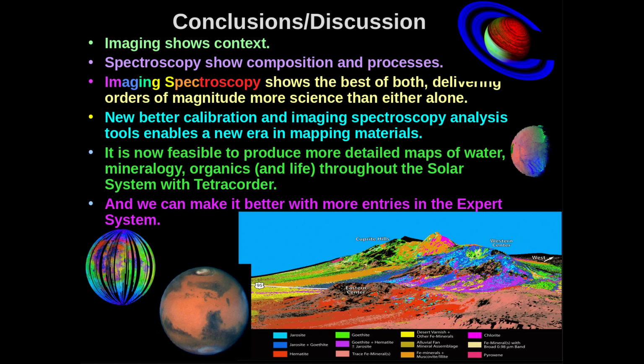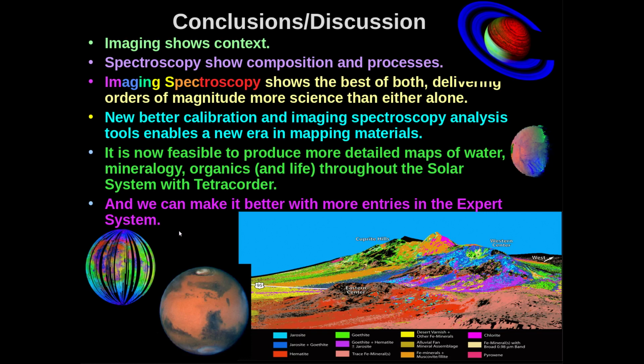So it is feasible to map all kinds of water, mineralogy, organics, and signatures of life throughout the solar system with tools like Tetracorder. And we can make this better with more entries into the expert system, and including more ideas from varied experts in spectroscopy and imaging.